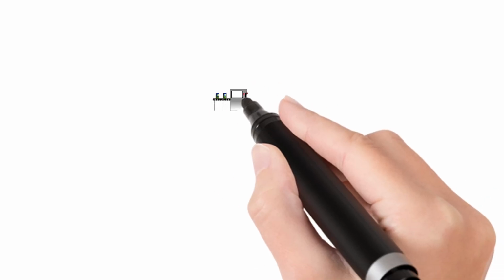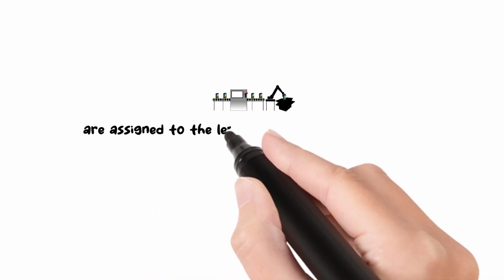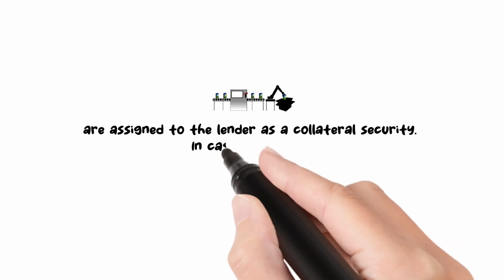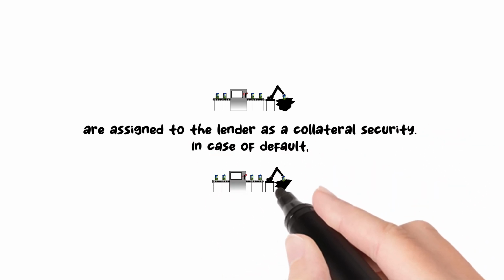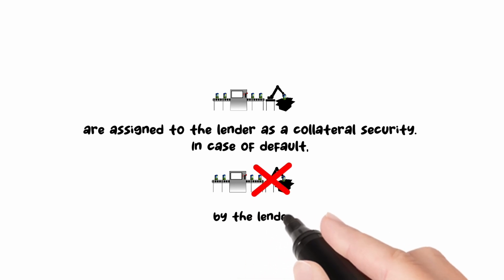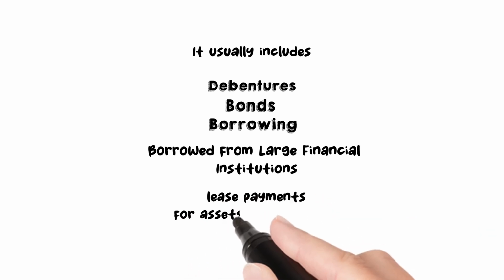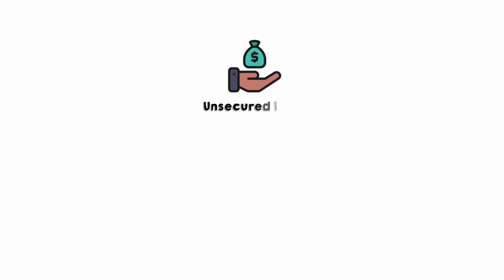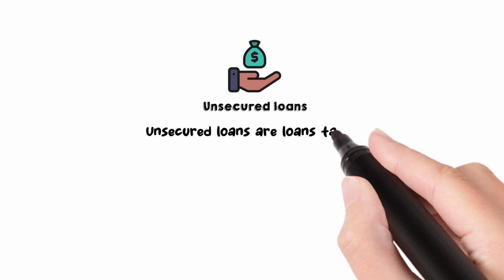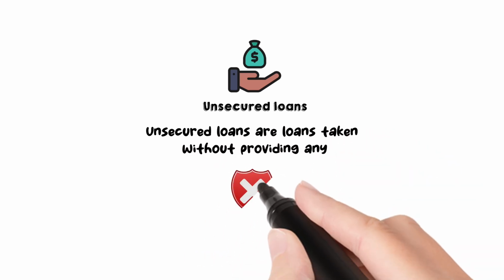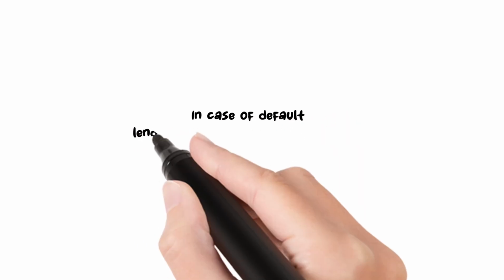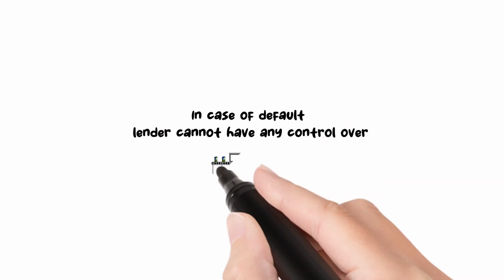Secured loans are loans taken on a hypothecation, pledge, and mortgage of an asset of the organization. Generally, fixed assets are assigned to the lender as a collateral security. In case of default, such assigned security can be confiscated by the lender. It usually includes debentures, bonds, and borrowings from large financial institutions, lease payments for assets taken on lease. Unsecured loans. Unsecured loans are loans taken without providing any security in return. In case of default, the lender cannot have any control over the assets of the firm.